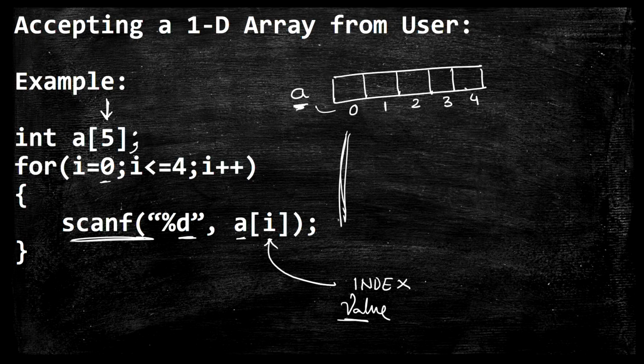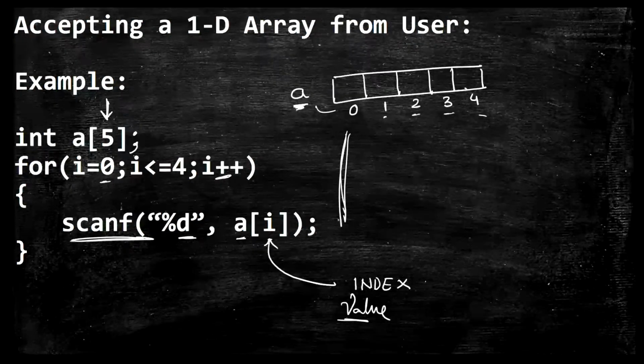Once it is entered, then i will increment by 1. Then it will become 1. It will accept the 1st index value. Afterwards 2, then 3rd, then 4th index value, and like this our array gets filled up with the values from the user, right? So this was about accepting a 1D array from the user as input. Clear? Using the concept of looping.